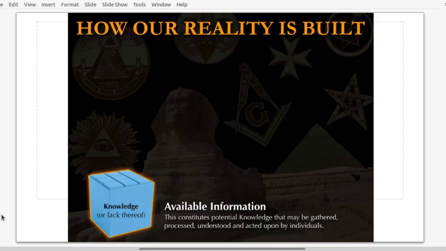So, how our reality is built, this is the slide that I showed in the introduction. We're going to move through this in steps as we move along here. The potential knowledge that can be gathered and processed and understood and acted upon is the foundation of this method, where all of the available knowledge is.